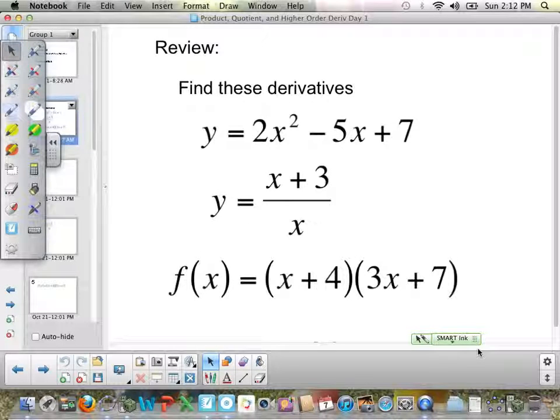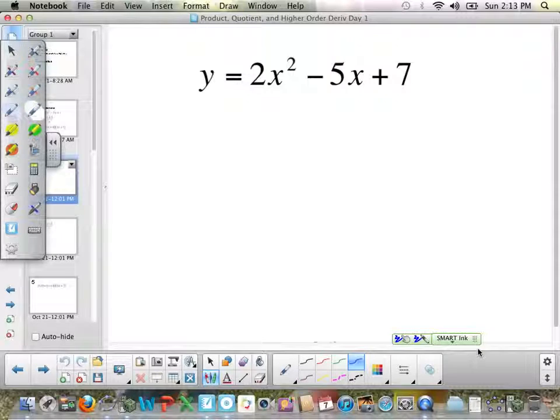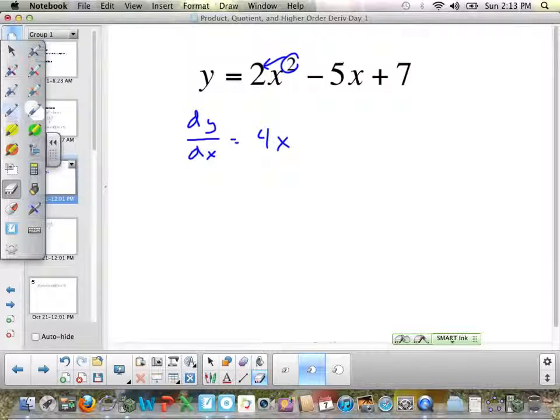Review. Find these derivatives. Number 1, y equals 2x squared minus 5x plus 7. Straightforward using the power rule, constant multiple, and the sum and difference rule, we see that our derivative dy dx is 4x because 2 times 2 is 4. Power down to get the power of 1, minus 5. The derivative of 7, which is constant, is 0.